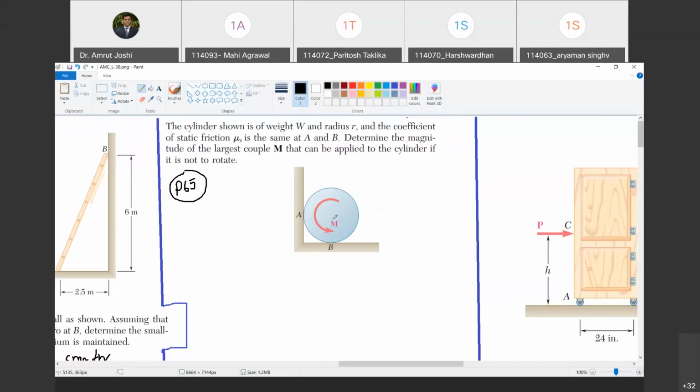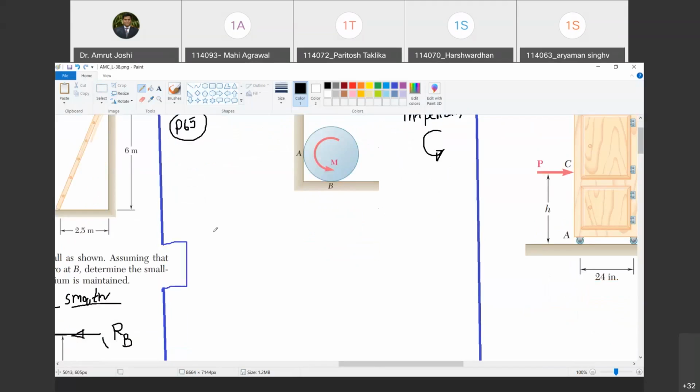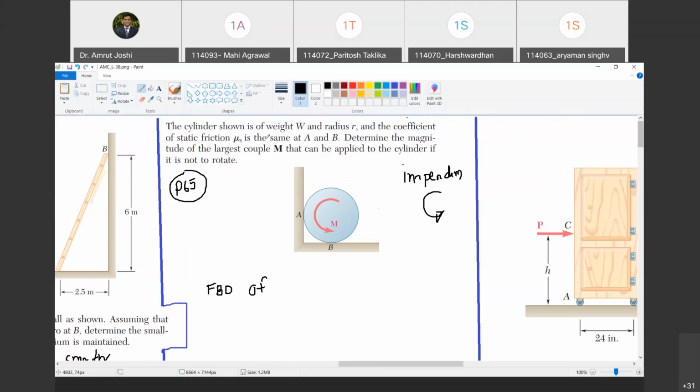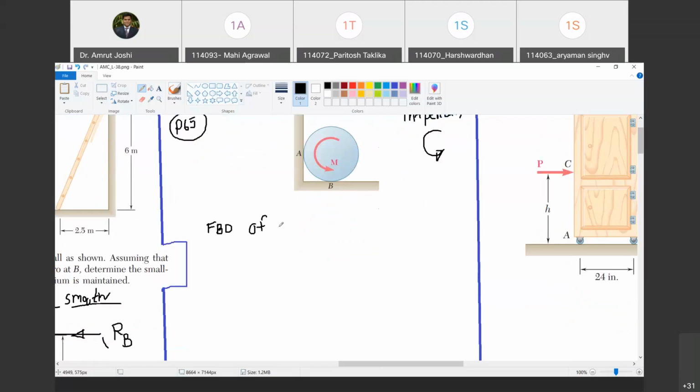So what is the maximum value of M at which the impending motion, look, impending motion is going to be in this direction. Do you agree with me? Yes, sir. So let us now draw a free body diagram of this sphere. Is it a sphere or is it a ring? What is written? Cylinder. So let us draw the free body diagram of the cylinder.